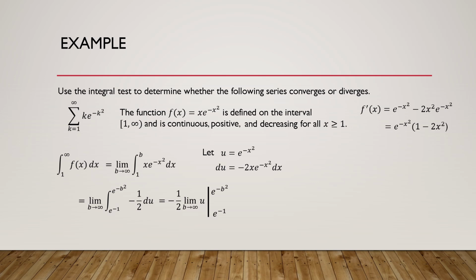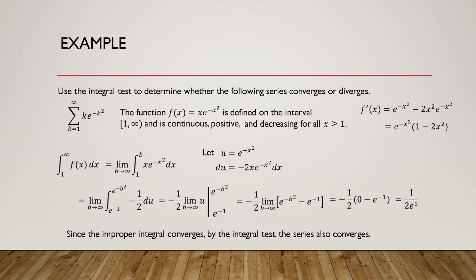This gives us negative 1/2 times the limit as b approaches infinity of e to the negative b squared minus e to the negative 1. When we take the limit, we get negative 1/2 times the quantity of 0 minus e to the negative 1, or 1 over 2e to the first power. Since the improper integral converges, by the integral test the series also converges.